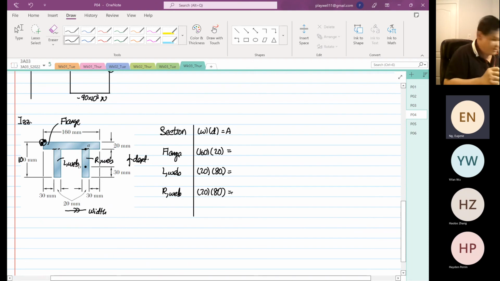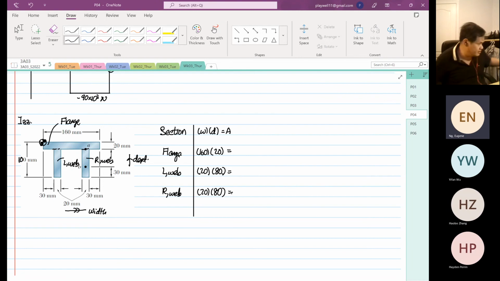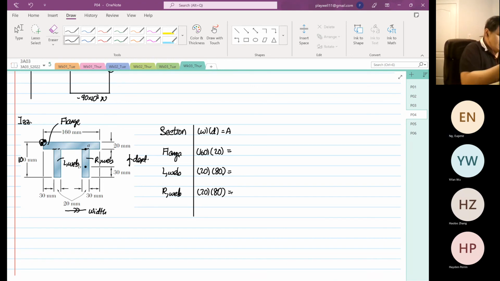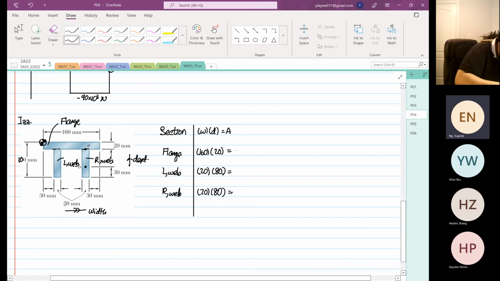I'll be quick. If I can find my calculator. Found it. So we have 160 times 20, which is 3200, then 20 multiplied by 80, which is 1600. When you sum all of them, it's 3200 plus 1600 plus 1600, equals 6400.